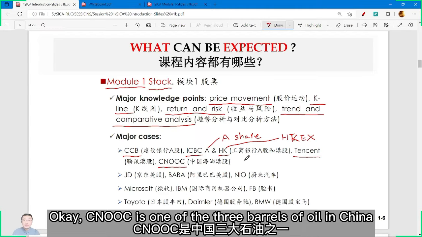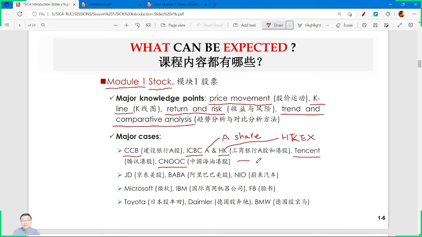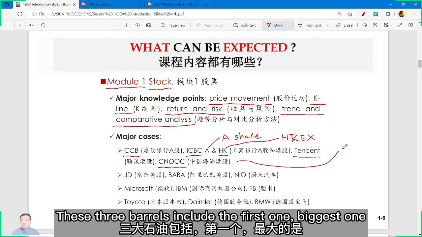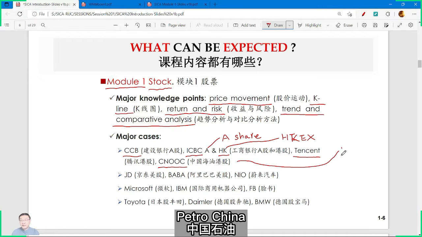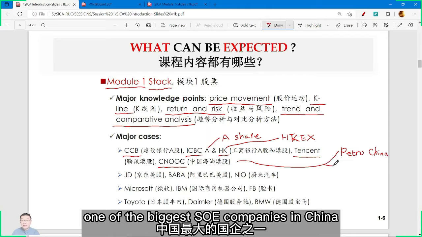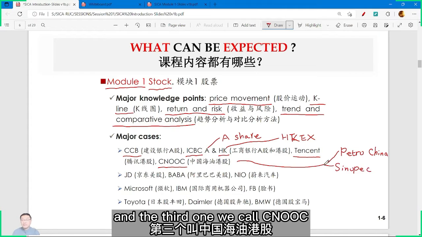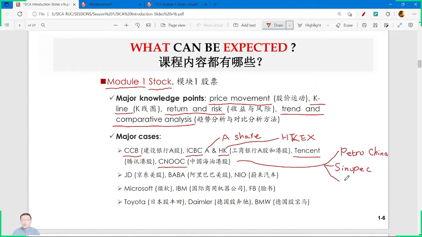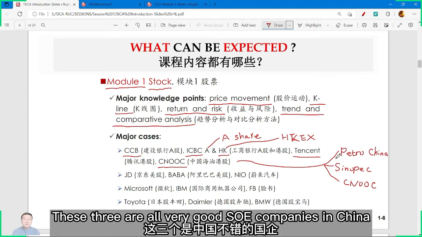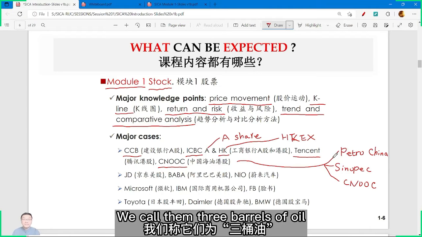CNOOC. Okay, CNOOC is one of the 3 barrels of oil in China. These 3 barrels include the first one, the biggest one, PetroChina. I think it's a great company. One of the biggest SOE companies in China. And the second one we call Sinopec. And the third one we call CNOOC. These 3 are all very good SOE companies in China. We call them 3 barrels of oil.